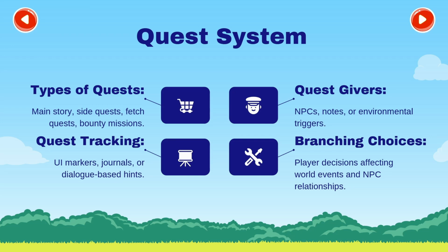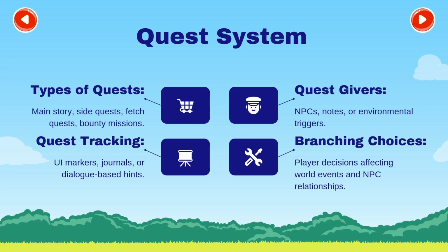Some types of quests are main story quests. These drive the central narrative and progress the game's plot. Side quests, optional content that expands the world and rewards players with unique items or lore. Fetch quests, tasks where players must collect or deliver an item. These can be repetitive but may introduce interesting story elements. Bounty or hunting missions, tracking down enemies or creatures for a reward, often seen in RPGs and adventure games.